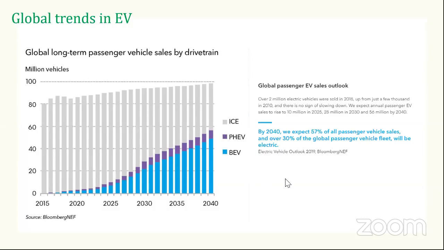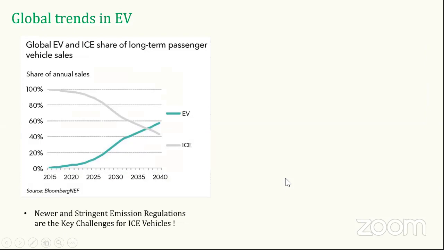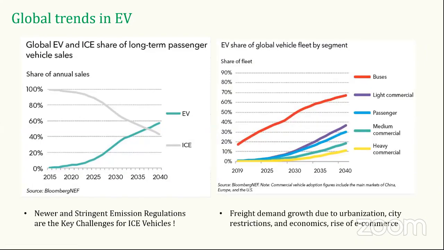Next slide, please. Yeah, this is another interesting slide. On your left, what you're seeing is the current and future trend of ICE vehicle sales in terms of passenger vehicles, and similarly the growth of EV sales in terms of passenger vehicles. By 2015, the segment is completely dominated by ICE. The ICE vehicles are assumed at 100%, and we are at less than 1% for EV.